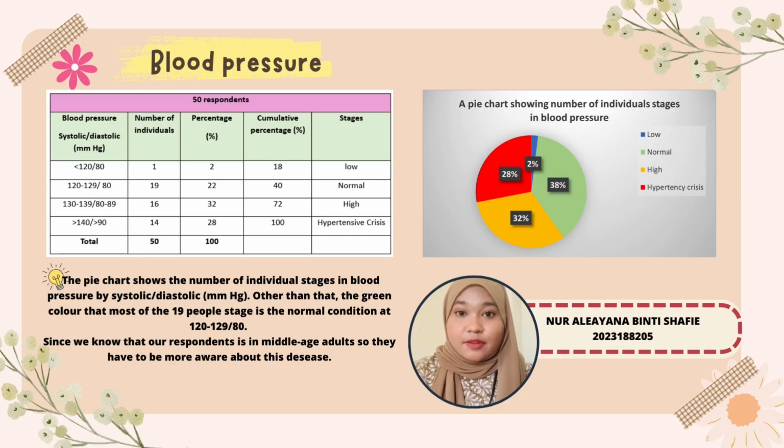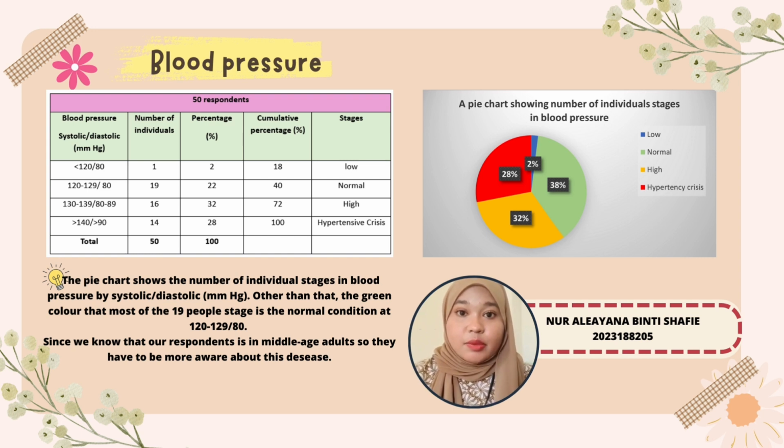So this is the result from our respondents for blood pressure. For your information, the color of the pie chart has its own meaning for stages in blood pressure. For instance, blue stands for low, while green is normal, yellow is for high, and red is hypertensive crisis. From our findings, most of the 19 people are in the normal stage at 120 to 129/80, while only 1% are at below the normal stage.